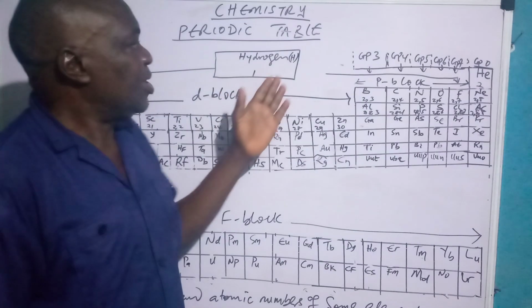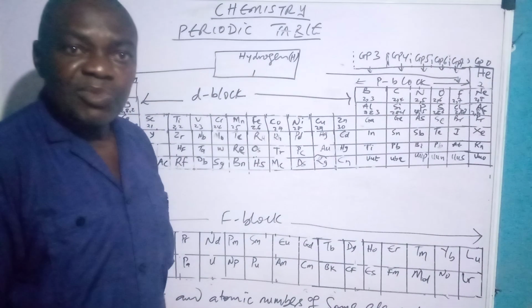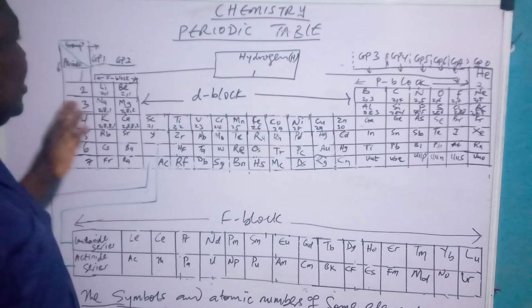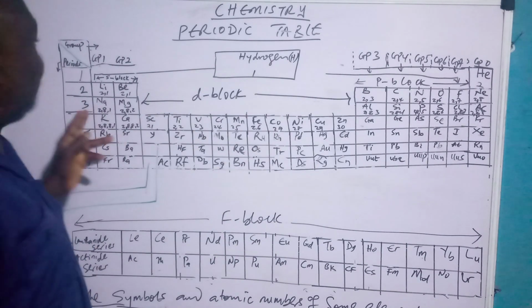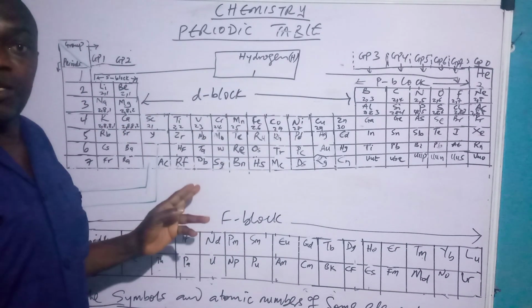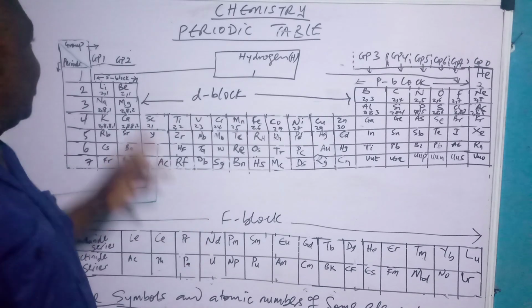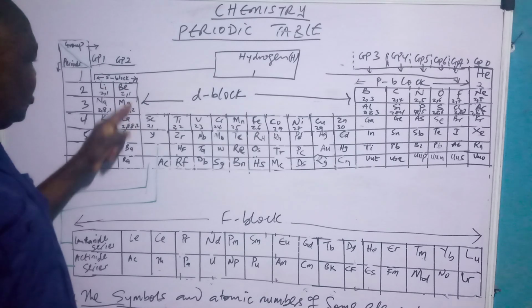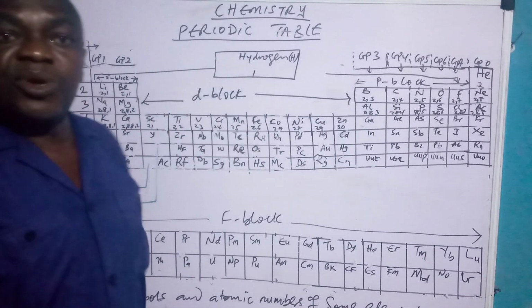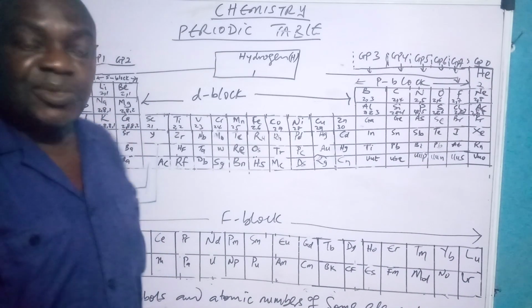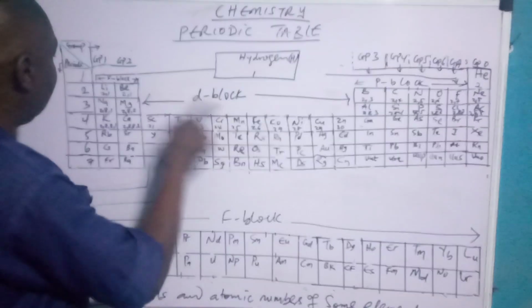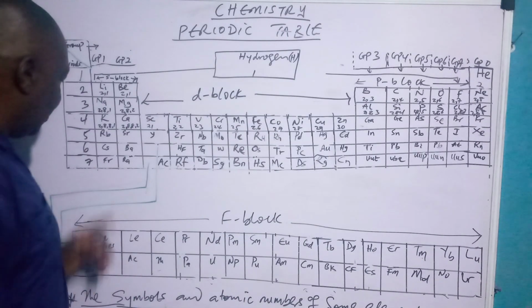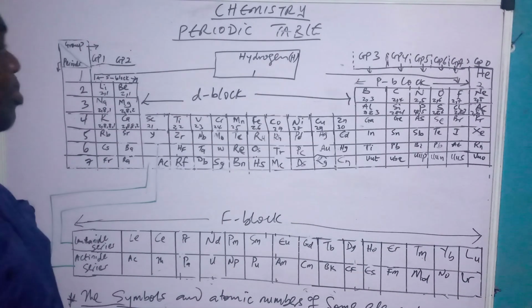As you can see, this is the modern day periodic table. The periodic table is divided into two parts. You have 8 vertical columns known as groups. You have this column 1, column 2, like that, and 7 horizontal rows known as periods. This is the first row, 2, 3, like that.